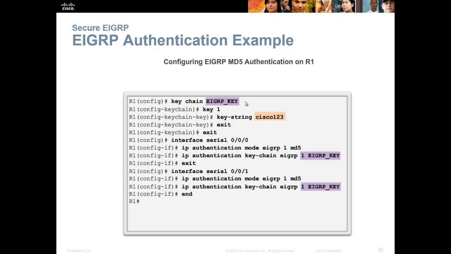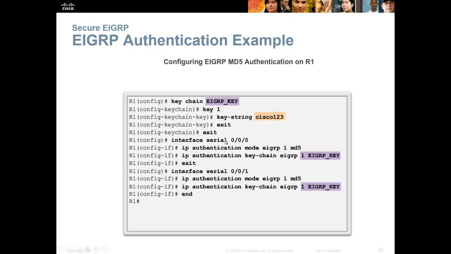At this point you only need to know that I can make a keychain, I can have a key, and here's my key string. So I've got my keychain, on my keychain I've got one key, and that one key has a code of Cisco 123. That's how I've always remembered it. I can have a keychain, on my keychain I can have a key, and on my key I can have a secret code. Then I can exit.